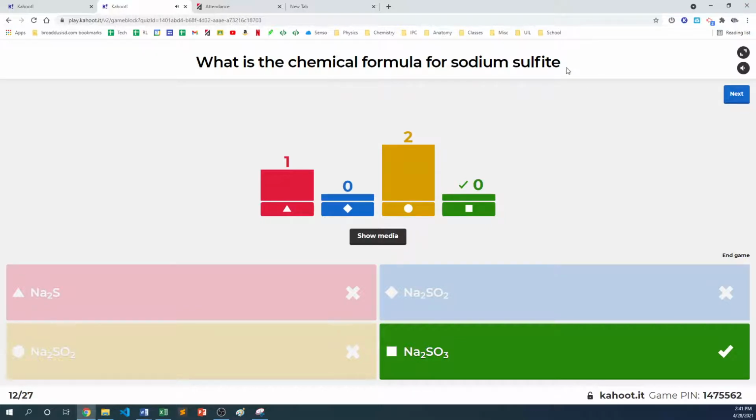So, sulfate with an ate on the table would be SO4 -2. The ite means remove one oxygen, so it becomes SO3 -2. There's a +1 sodium, so we need 2 of them to counteract the charges. So it's Na2SO3.